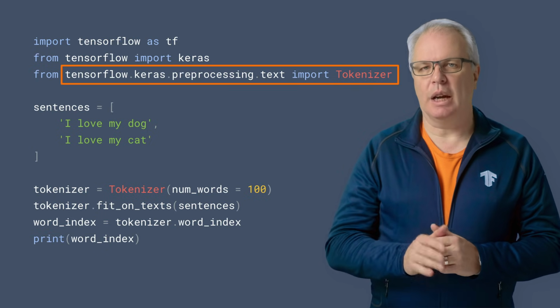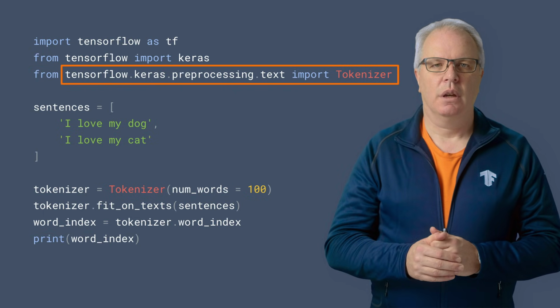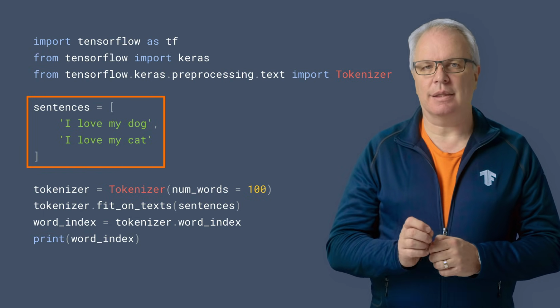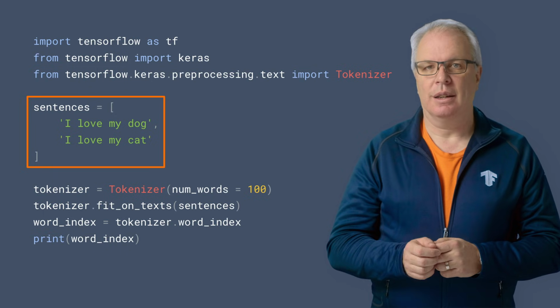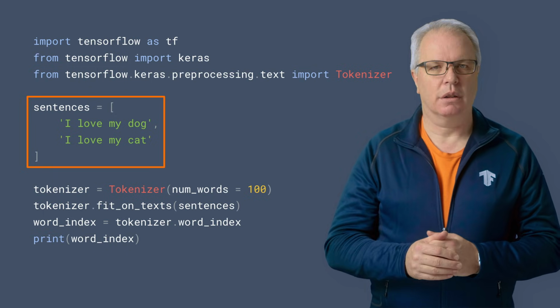First of all, we'll need the tokenizer APIs, and we can get these from TensorFlow Keras like this. We can represent our sentences as a Python array of strings like this. It's simply the "I love my dog" and "I love my cat" that we saw earlier.